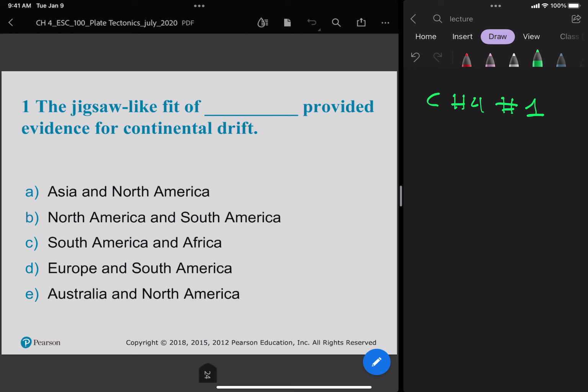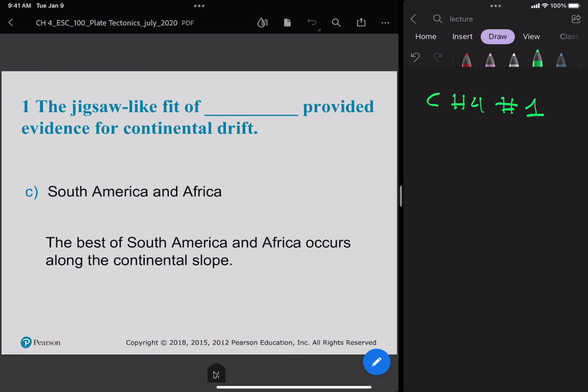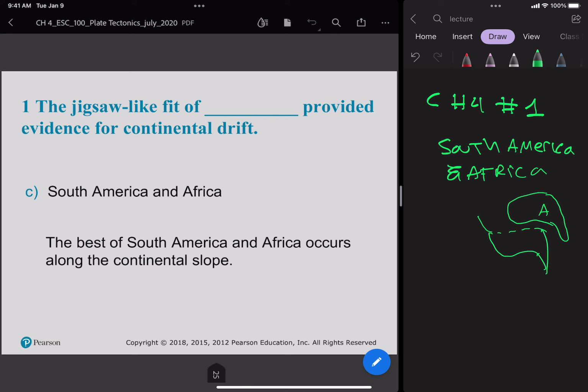So let's see what it is. It's the jigsaw fit of South America and Africa. So Africa looks like this, and South America looks like that. Okay.